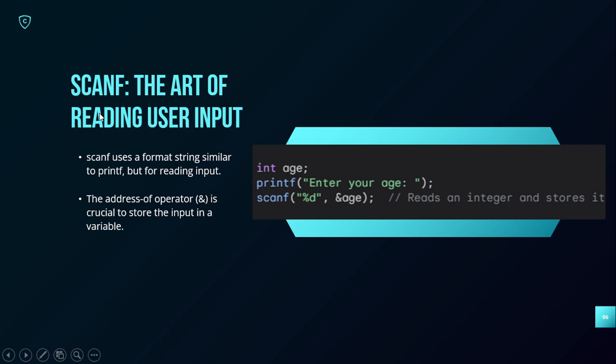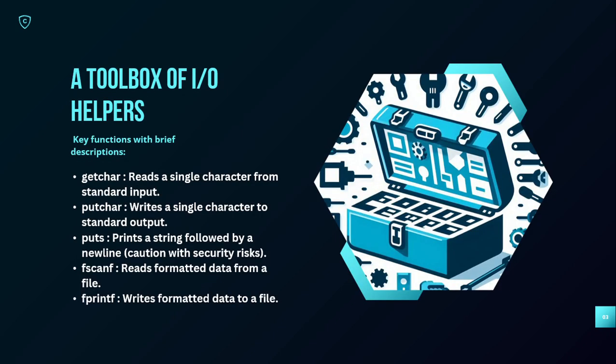So we have printf and we have scanf, and now we have a toolbox of I/O helpers. There are a lot of other input-output functions present in C programming language, so we will go through them in a simple, detailed manner. Key functions, with brief descriptions. First is the getchar function. This function reads a single character from the standard input.